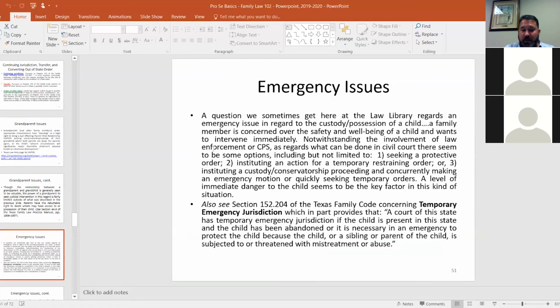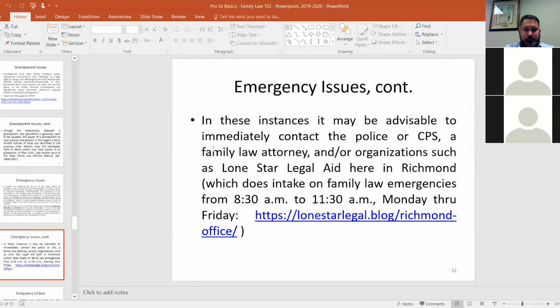Emergency issues come up sometimes. You need something done today or tomorrow. How can emergencies be handled? We have some information on that that we can provide you. So obviously if that's an issue, give us a call or email, or when we reopen, come see us. Obviously, Lone Star Legal Aid is a legal aid organization here in Richmond. They have an office and they can assist on family emergencies as well.